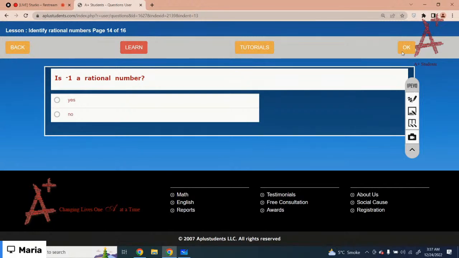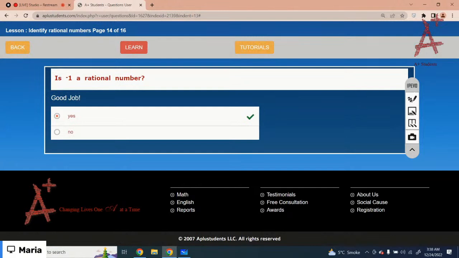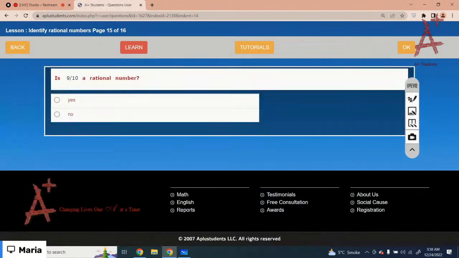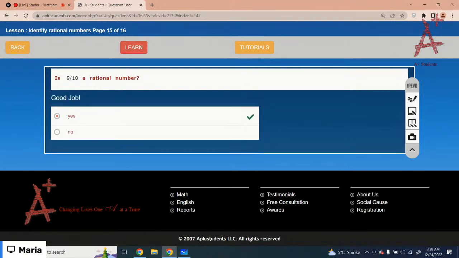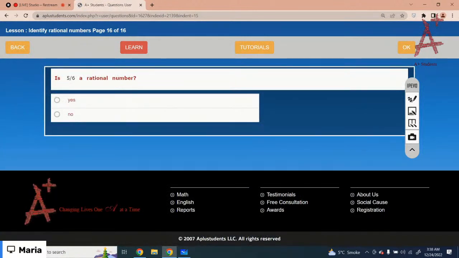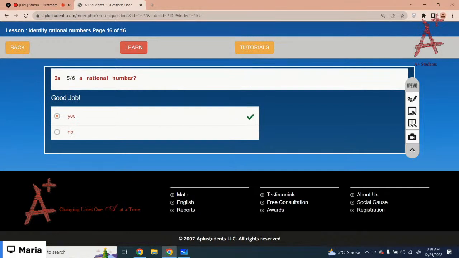Is negative 1 a rational number? Yes, it is a rational number. You can write it as negative 1 over 1. Got it? Okay, is 9 by 10 a rational number? Yes, it is written in the form a over b, so yes, it is. Got it? Is 5 by 6 a rational number? Yes, it is a rational number. Got it? Just select the correct option and click on the OK button.